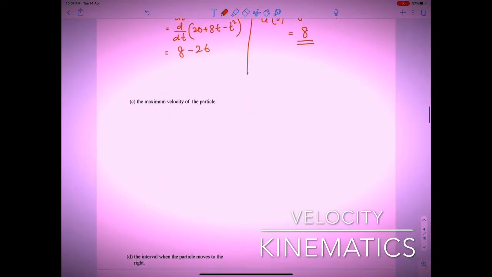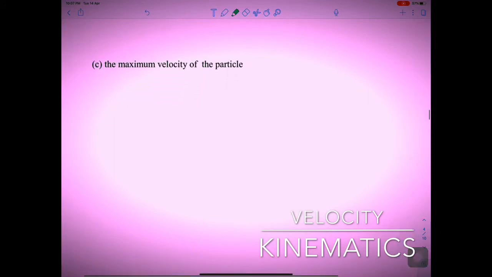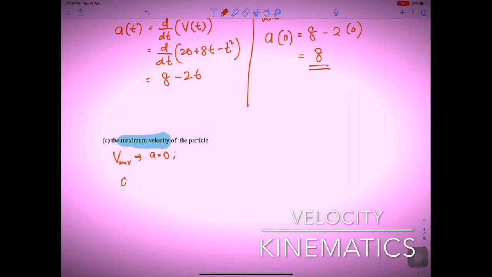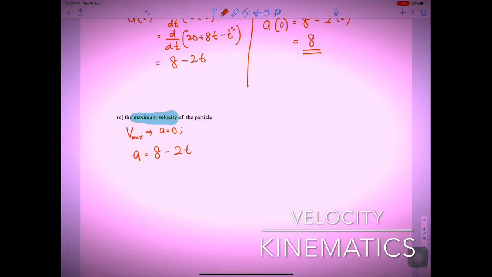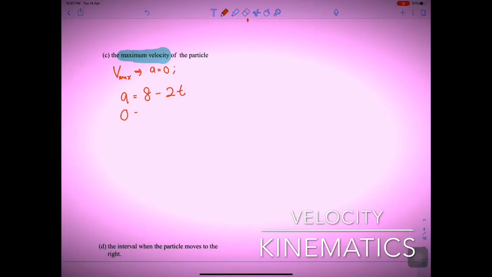Question C, the maximum velocity. The maximum velocity, v max, means a equals 0. It is given that a equals 8 minus 2t. When a equals 0, 8 minus 2t equals 0, so 2t equals 8, therefore t equals 4. Back to the question, which asks you to find the maximum velocity.